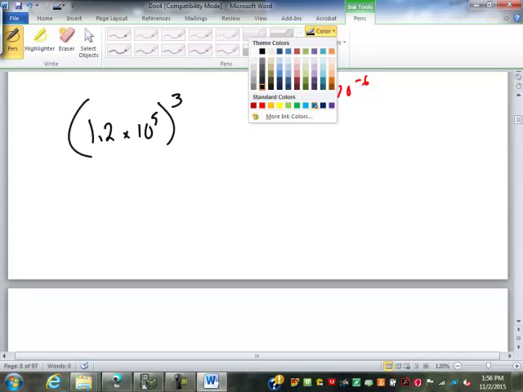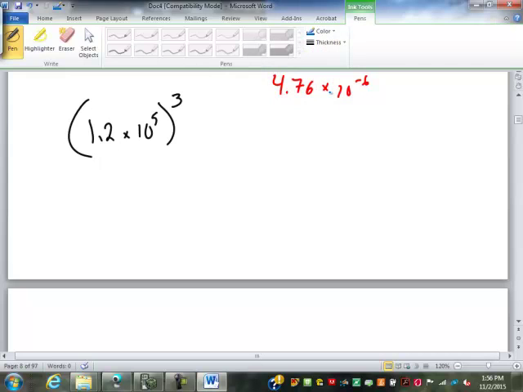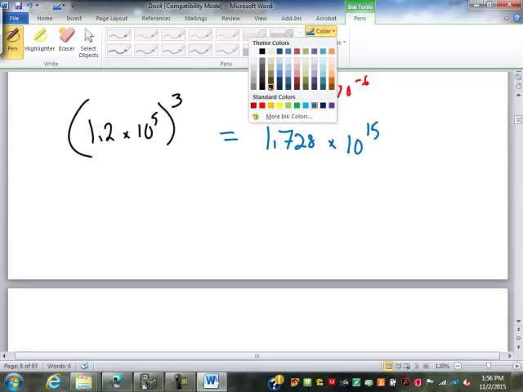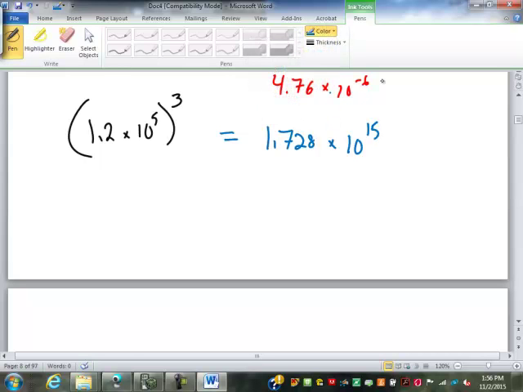How about this? 1.2 times 10 to the 5th, to the 3rd power. Well, what's 1.2 to the third power? 1.728. What's 10 to the fifth to the third power? 10 to the 15th. You're just multiplying the powers when you do the power of a power.